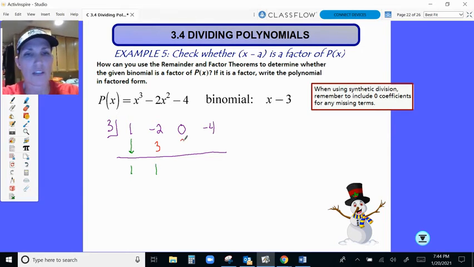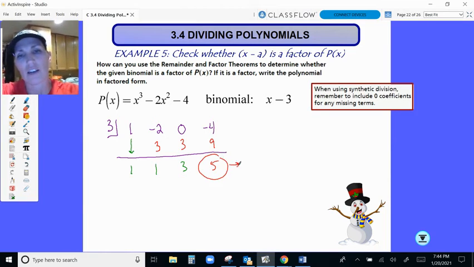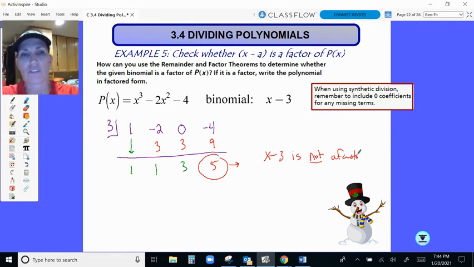3 times 1 is 3 again, and I'm going to add those together, and I'm going to get 3. 3 times 3 is 9. And add those together, and that's 5. Okay, so since I have a remainder, x minus 3 is not a factor, right? Not a factor of x cubed minus 2x squared minus 4, okay? And that's it. We're just trying to figure out, is it a factor or not? In this case, it is not a factor, okay?